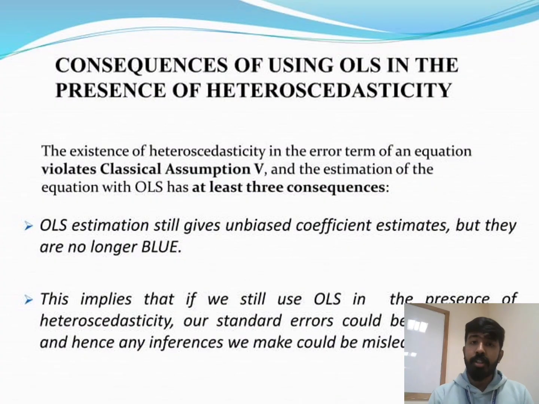Now, I will explain the consequences of using OLS in the presence of heteroscedasticity. There are at least three consequences for using OLS in the presence of heteroscedasticity. They are: OLS estimators still give unbiased coefficient estimates, but they are no longer BLUE. That implies that if we still use OLS in the presence of heteroscedasticity, our standard errors could be inappropriate and hence our inferences could be very misleading.